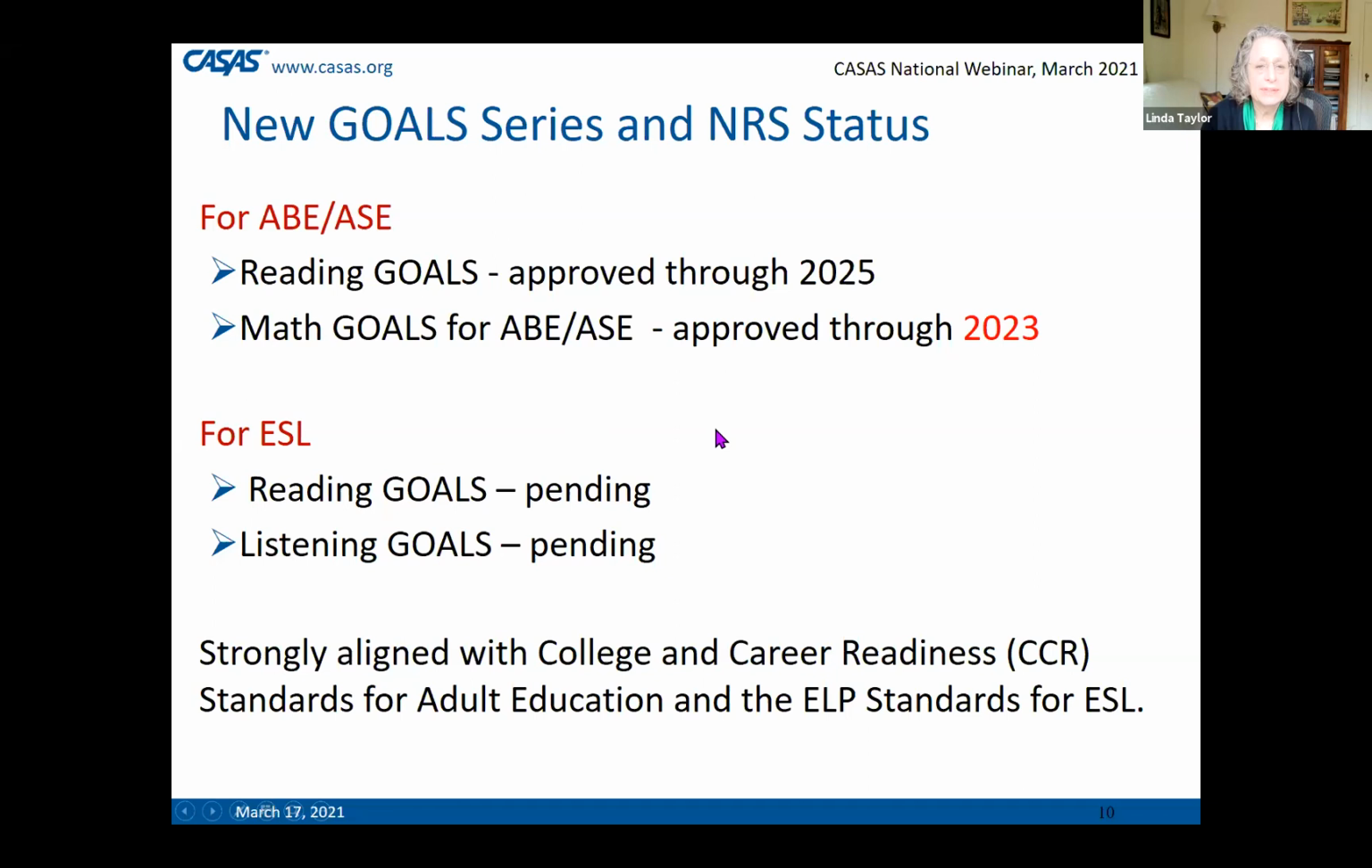For ESL, we have two new series that are all constructed, but we are missing the research, the field testing on the final forms so that we can submit it. And due to COVID, that has been challenging. But Karen's going to talk in a minute about how you can help with that if you're willing. These series are aligned to the College and Career Readiness Standards, and for ESL, they're aligned to the ELP standards.